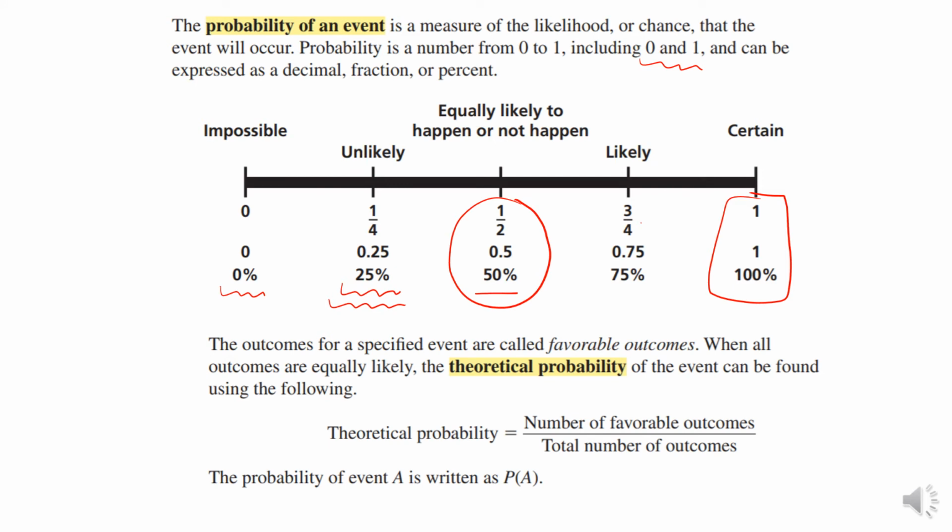So, the outcomes for a specific event are called favorable outcomes. When the outcomes are equally likely, the theoretical probability of the event can be found by using the following. Remember, the theoretical probability is when you're trying to guess what the outcome would be. Okay, not an actual forecast. So the number of favorable outcomes, the ones you wanted, over the total possibilities. Remember we did this before, early on. So think about that again. The probability of event A is written as P of A.